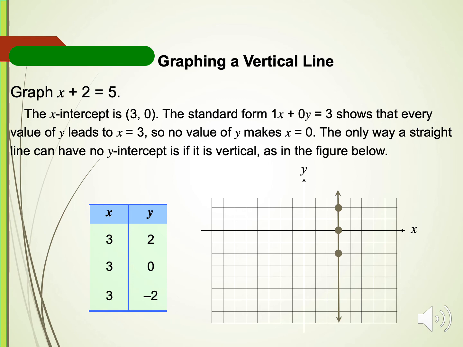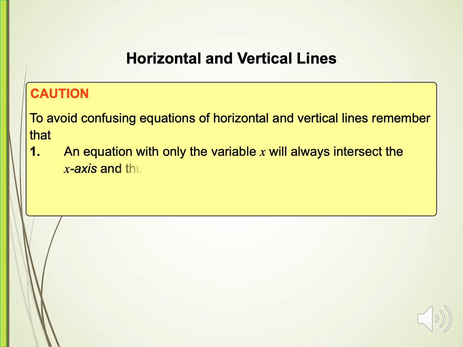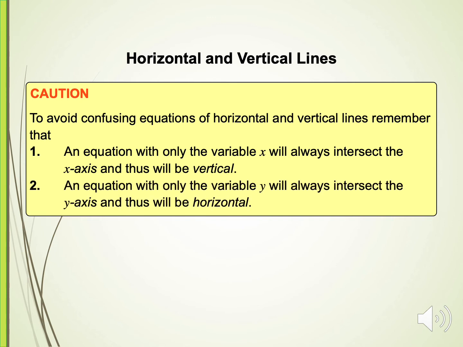that passes through the point x equals 3. Okay, so just some word of caution. To avoid confusing equations of horizontal and vertical lines, you have to remember that an equation with only the variable x will always intersect the x-axis, and thus it will be vertical. While for the equation that only has the y variable, it will always intersect the y-axis. That's why it is horizontal.